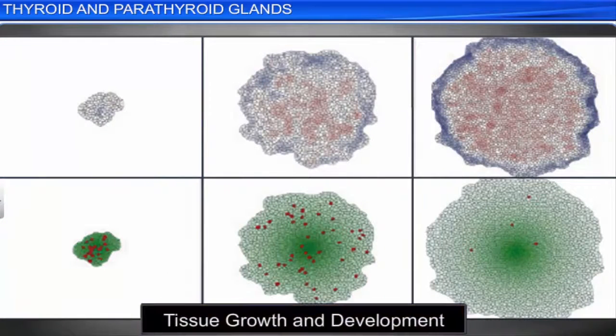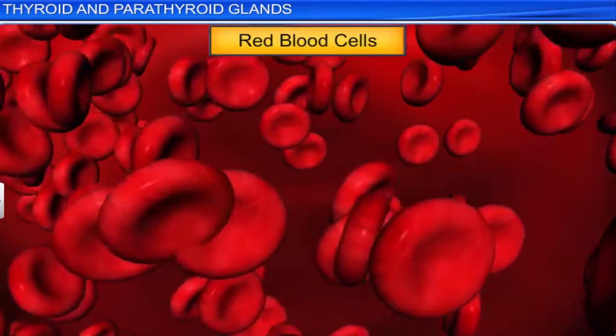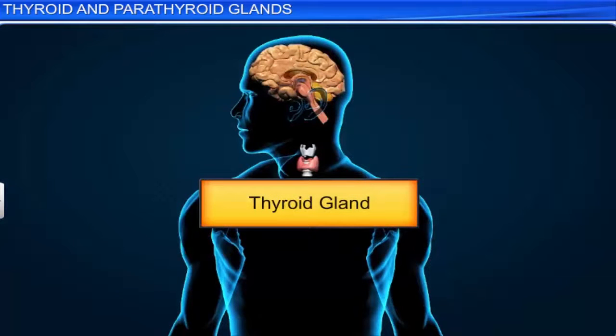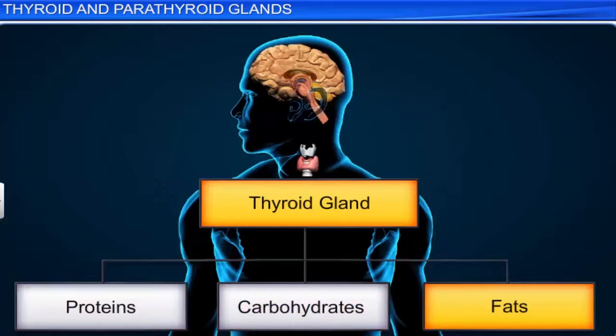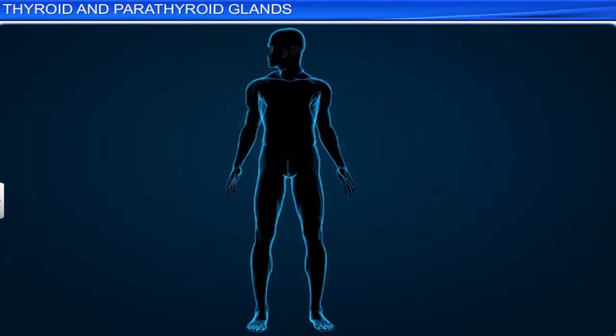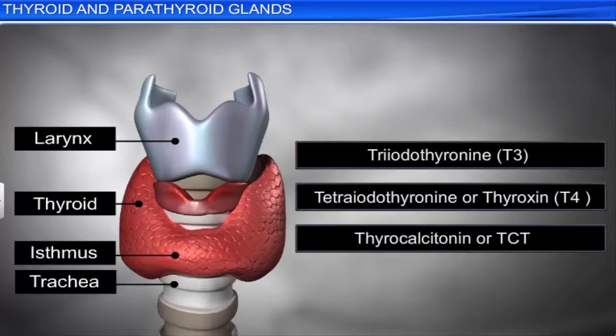Thyroid hormones help regulate tissue growth and development. They support the formation of red blood cells and control the metabolism of proteins, carbohydrates, and fats. Thyroid hormones also maintain the water and electrolyte balance and regulate the basal metabolic rate. To ensure a normal rate of synthesis of these thyroid hormones, the presence of iodine in one's diet is a must.